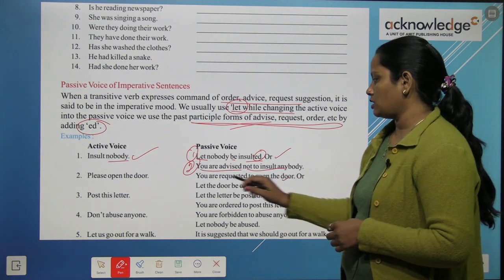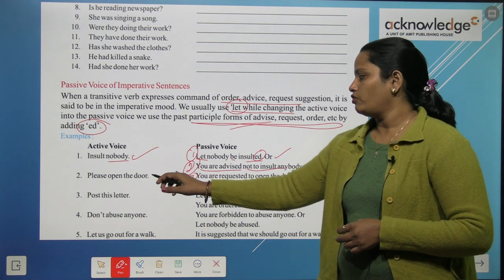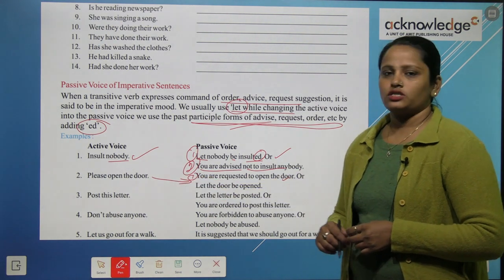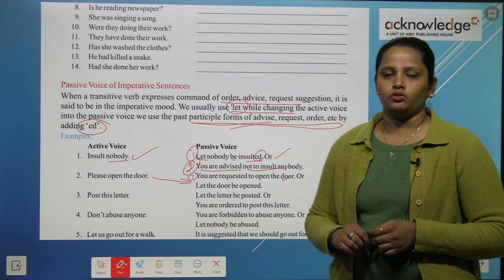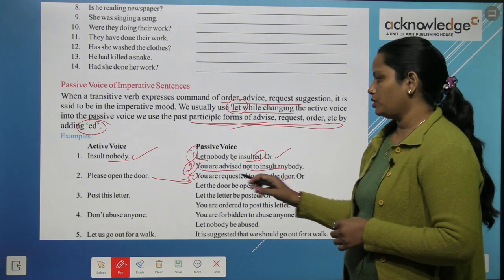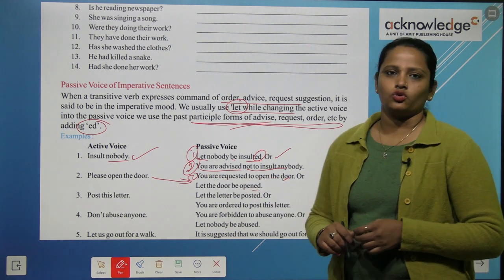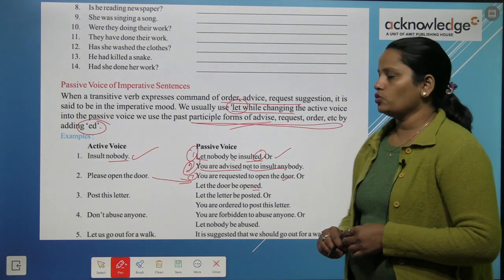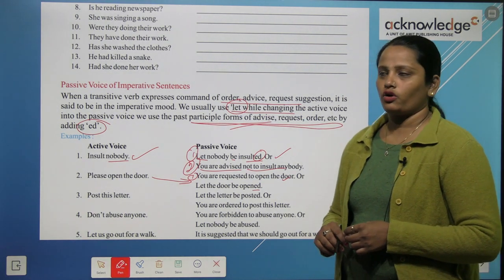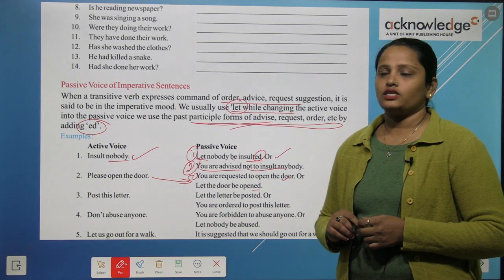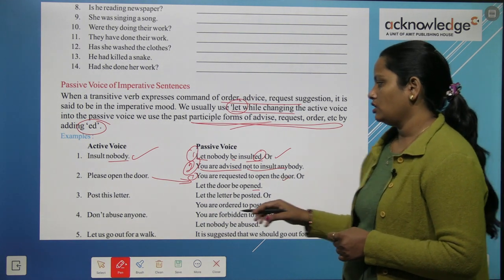So this is the first type of sentence for this. Now the second is: Let the door be open. So in open we added ed. So: Let the door be opened. So there are two ways of changing active voice in the imperative sentence to the passive voice.